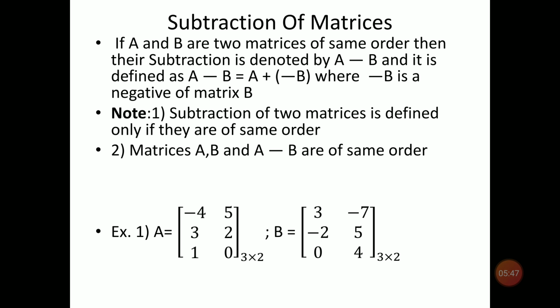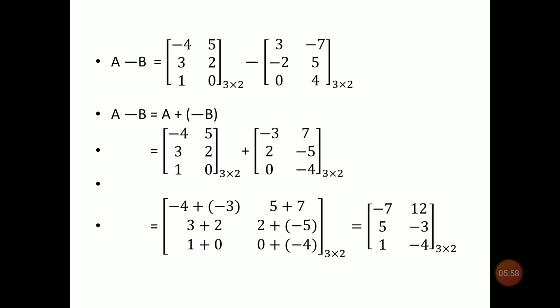Let us see one example so this operation will be clear to you. If A is a matrix of order 3 by 2, and B is a matrix of order 3 by 2, then we define its subtraction, that is A minus B. Here we have put A, a minus sign, and then the matrix B. So how is A minus B defined? A plus minus of B. We have put the matrix A, then a plus sign and then minus of B.